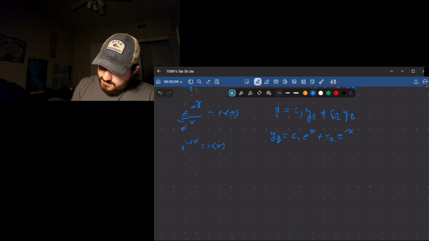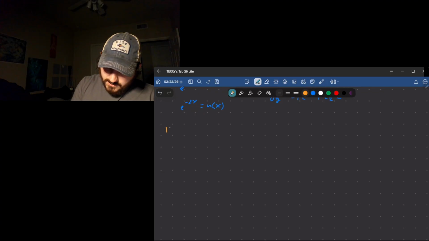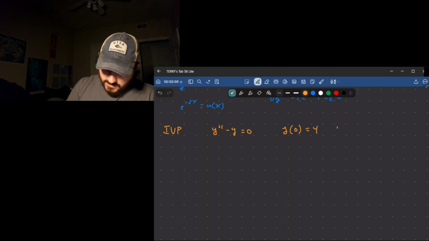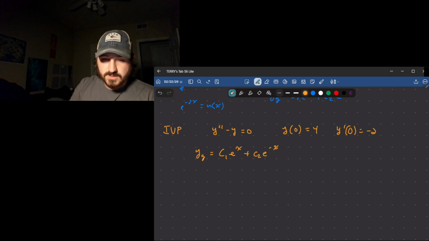Okay. So next we're going to work on just a quick example where we're actually going to do an initial value problem. In this one we're going to take that y double prime minus y equals 0, and we're going to have y of 0 equal to 4, and then y prime of 0 equal to negative 2. Okay, so we already know our general solution for y is going to be c1 e to the x plus c2 e to the negative x, right? We already know that's true because that's the rule we just saw.